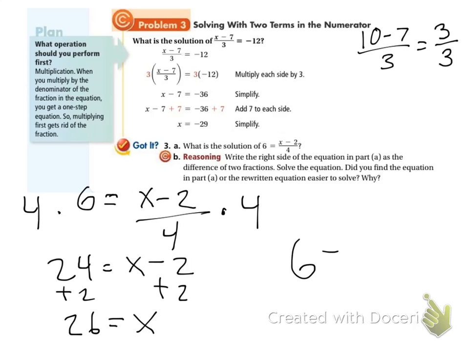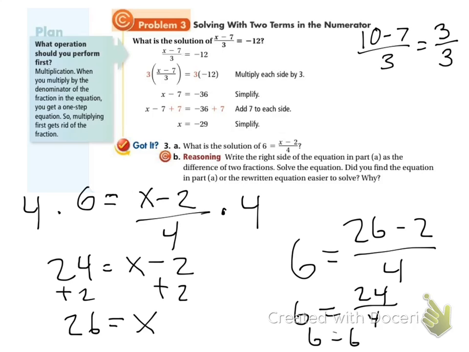Specifically with these, if you're not sure if you're doing it in the right order, go back and plug in. 6 is equal to 24 over 4. 6 is equal to 6.